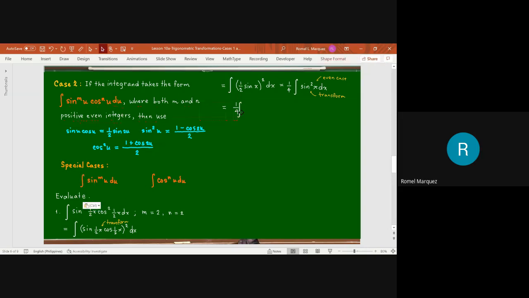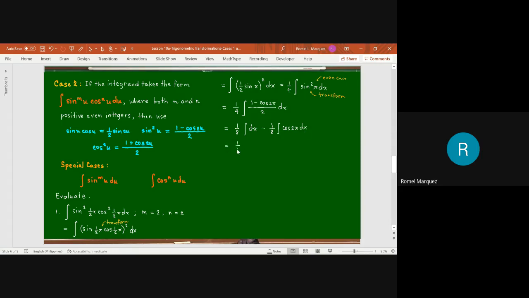Integral of, let's have here, 1 minus cosine 2u. No, our u is x. So it is 2x all over 2 dx. Okay, guys? That's now simpler, no? Compared to the original one. So 1 over 8 integral of dx, then minus 1 over 8 integral of cosine 2x dx. Am I correct?